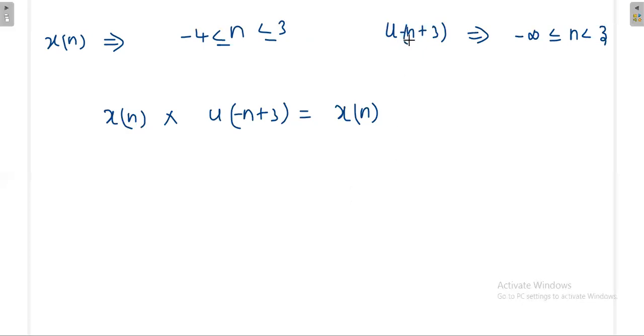Okay, so instead of u of minus n plus 3, suppose they give u of minus n plus 1, again with your n index value between minus infinity and 1. Then from the original signal, you will not get the samples at n equal to 2 and n equal to 3, but you will get the rest of the samples. That is the idea. So you have to compare this time index.